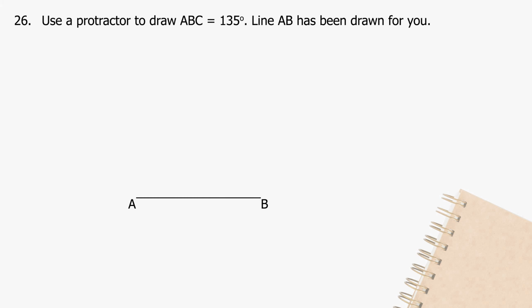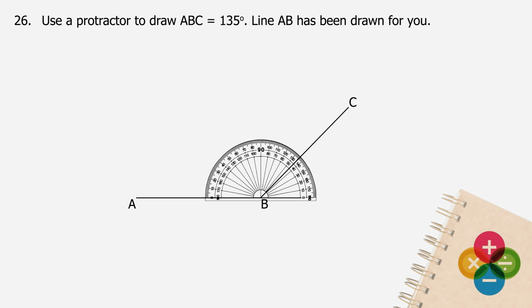Question 26. Use a protractor to draw angle ABC, which is equal to 135 degrees. Line AB has been drawn for you. Angle ABC, which is 135 degrees, is shown in the figure.